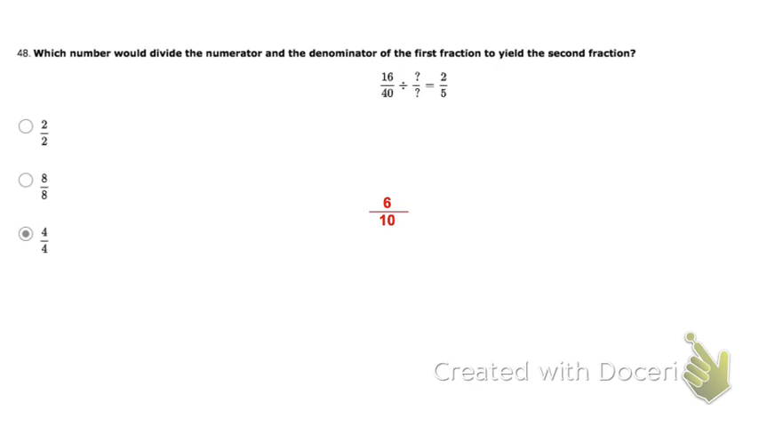So again, you're just thinking, what's the number I can divide these both by? I can divide them both by 2. So I'm dividing by the fraction 2 over 2. And then my answer is 3 over 5.